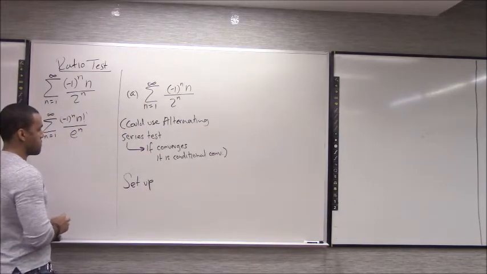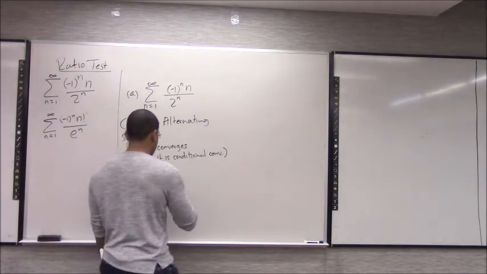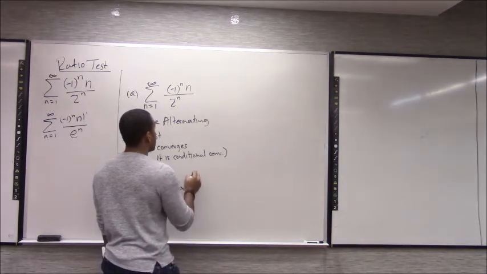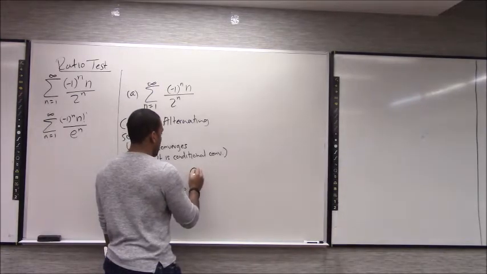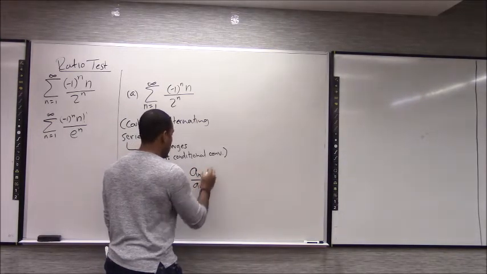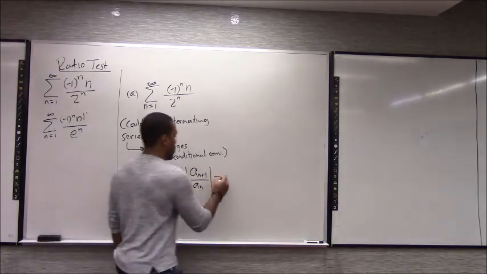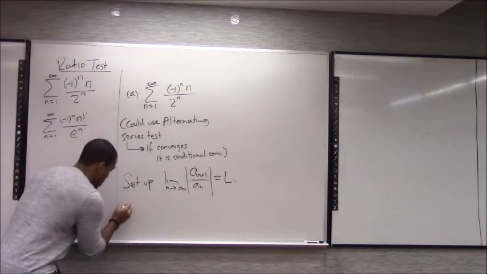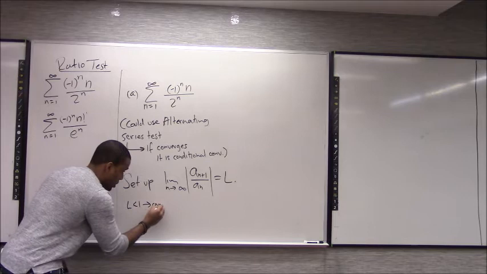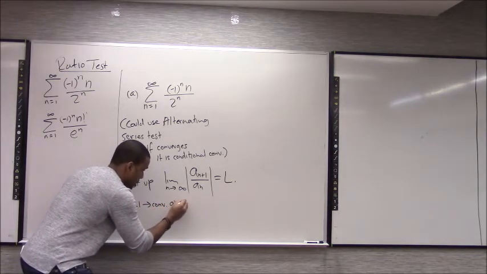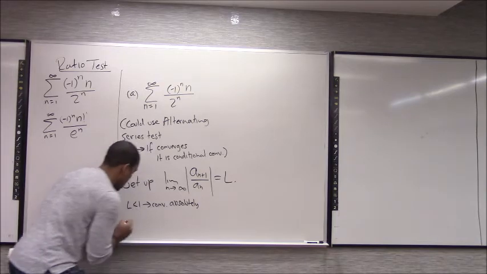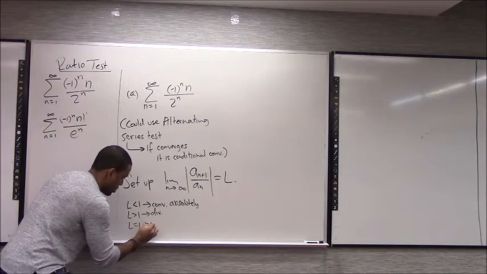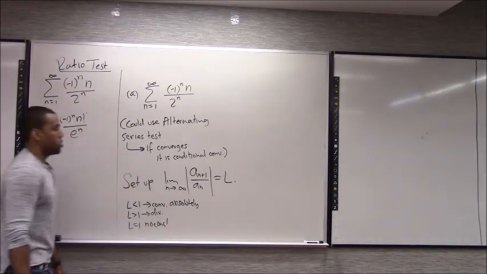What was the limit? The limit is n approaches infinity of a of n plus 1 over a of n, in absolute values. So you set up that equals L, and based on what value you get for L, you can make some conclusion. So if your L is less than 1, it converges absolutely. If your L is bigger than 1, diverges. If your L equals 1, no conclusion. Right? So that was the ratio test.